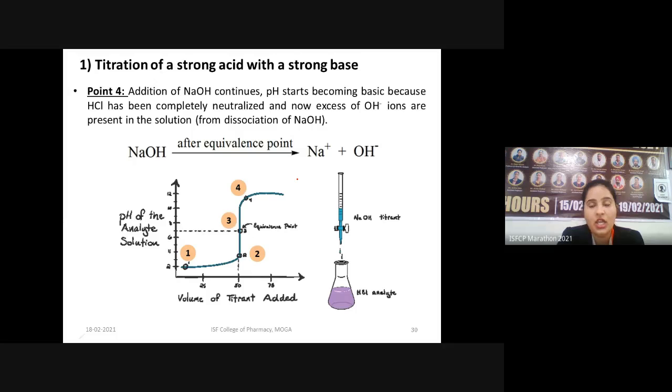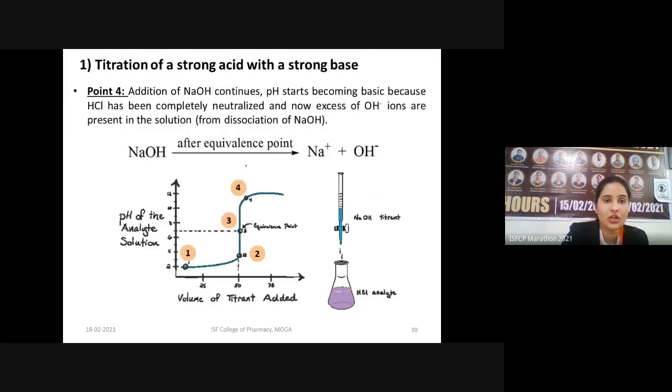It will be basic now, because the HCl which was present in our flask has already been completely neutralized, and now the excess OH negative ions are present in the solution. Because of these excess OH negative ions, our solution is going to become basic in nature. So this is the point after the equivalence point. At point number 4, after the equivalence point, sodium hydroxide is going to give sodium ions and OH negative ions. So these are the 4 points.